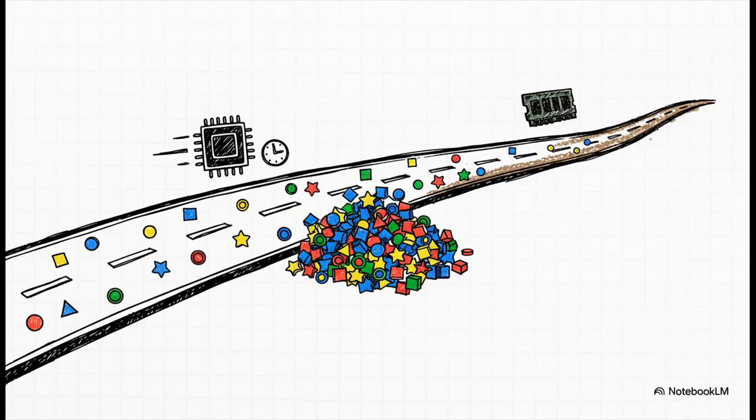But this incredible speed-up created a huge problem. The CPU, the brain, got ridiculously fast, but the main memory, the workspace, well, it just couldn't keep up. This created a classic bottleneck. The processor is screaming for more data, but it has to sit there, waiting as it's slowly retrieved from memory. All that valuable processing time is just lost.